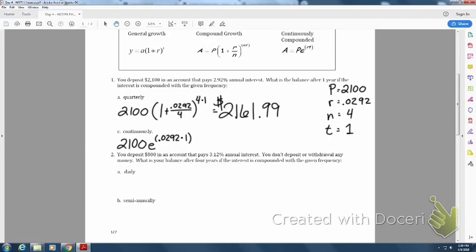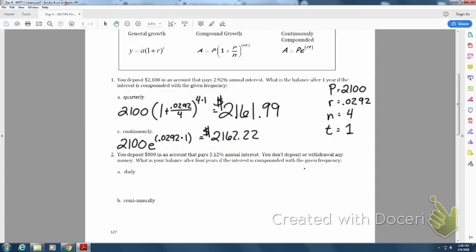So go ahead and put that in the calculator, especially since you haven't really used the e button, and make sure to start familiarizing yourself with that button. So on this one you should have gotten, or see if you got this, 2,162.22.